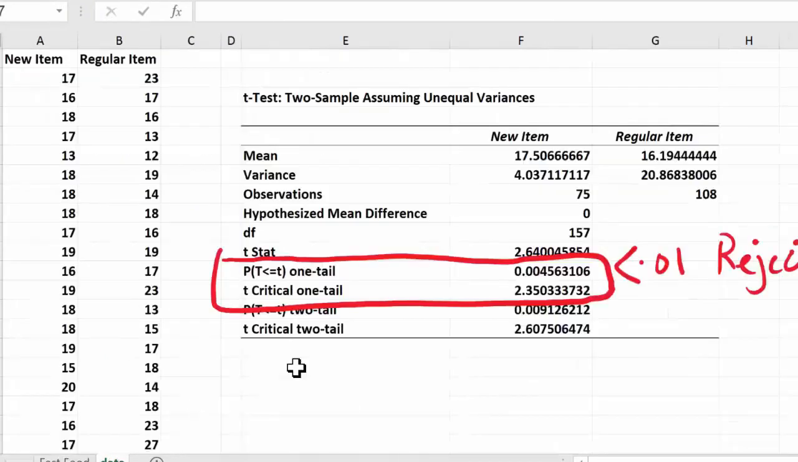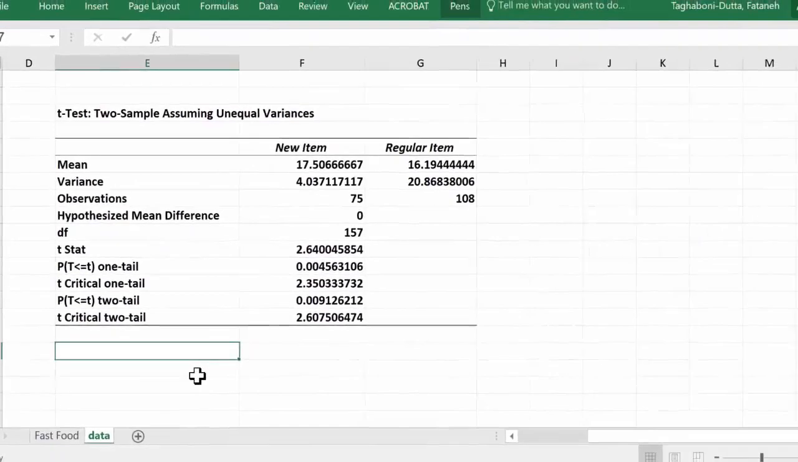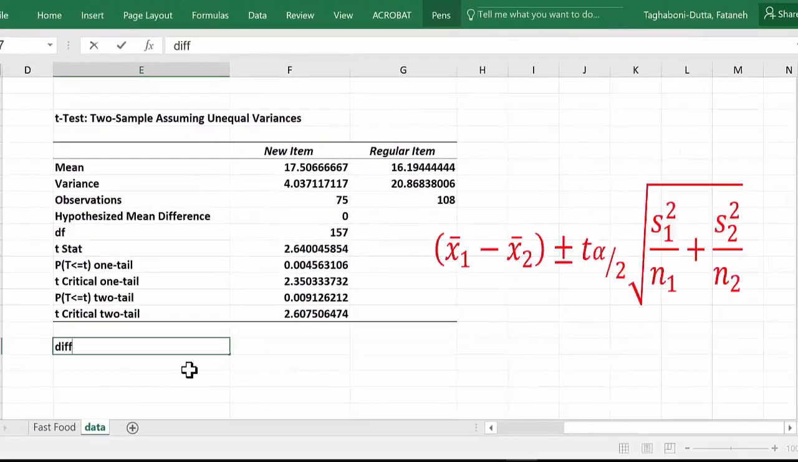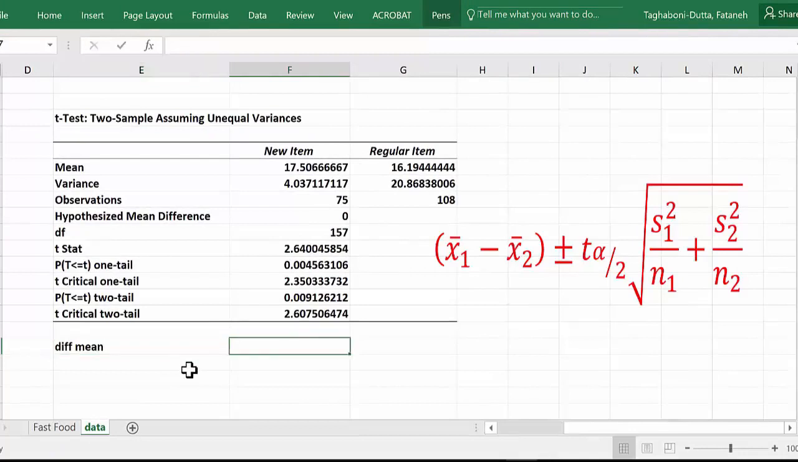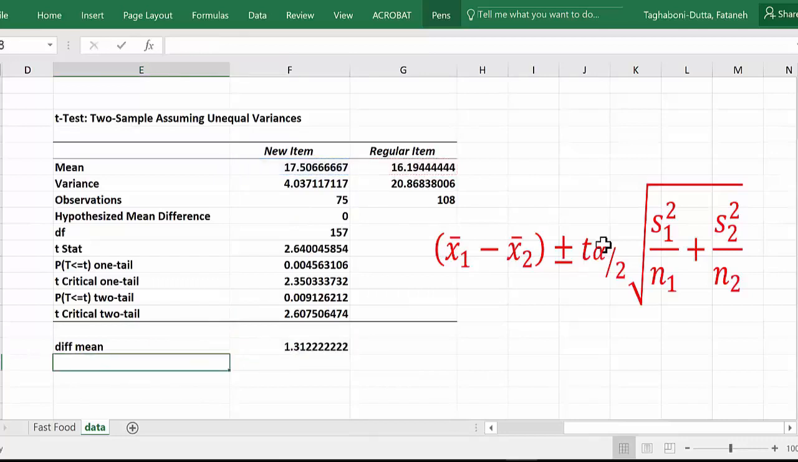Now we can go ahead and actually calculate that difference. Using the equation that we have, the difference between the means is simply this mean minus this mean. So on average, there is about 1.31 in thousands higher demand for the new item versus the regular item. But this is just the middle of my confidence interval. I need to come up with a confidence interval. For that, I need my t-value.